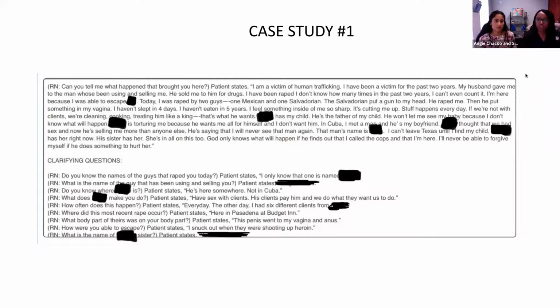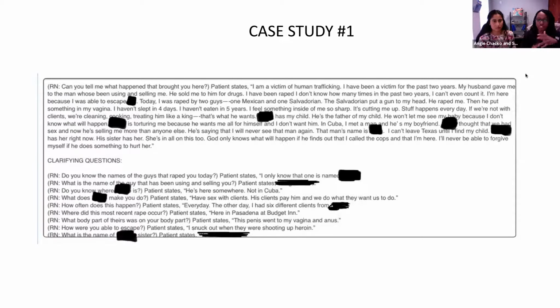So a couple things that we can see here. She's been in this situation for the past 2 years, so it's been an ongoing thing. She was sold by a family member for drugs. She's been raped countless times in the past 2 years. So you have the element of being sold by a family member. That's the means. You have what has been happening, and that has been the sexual abuse.